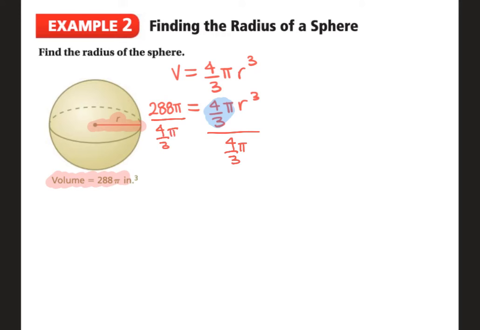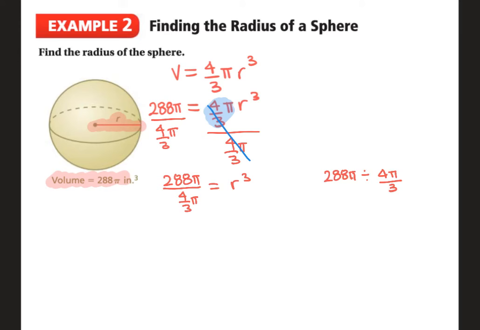Okay, and then when we do that, this is going to cancel here, and then we're going to be left with 288 pi over 4 over 3 pi is equal to r cubed. Now it's also good to be able to simplify this 288 pi over 4 over 3 pi. So if we do that, I'm just going to take it to the side here. So 288 pi is being divided by 4 pi over 3.